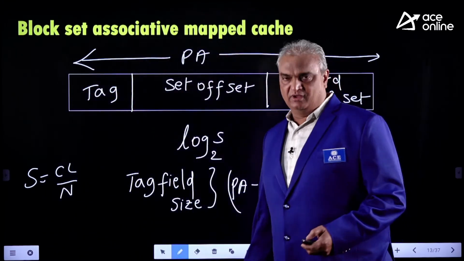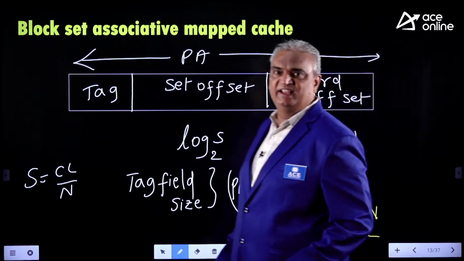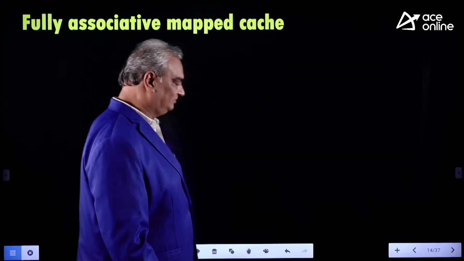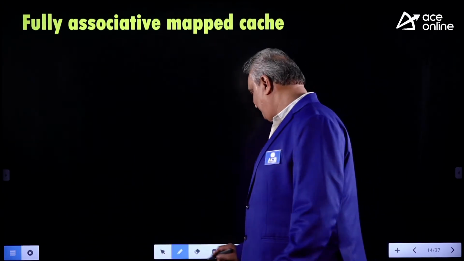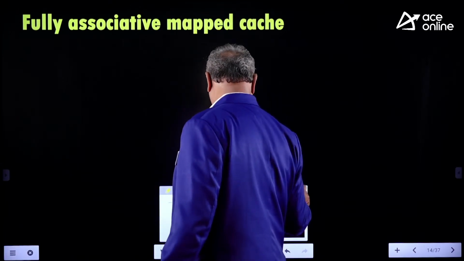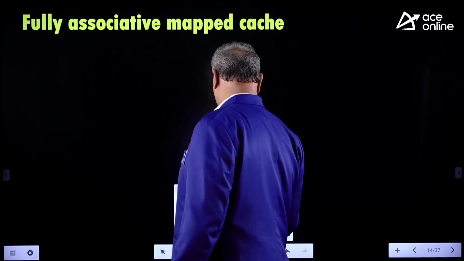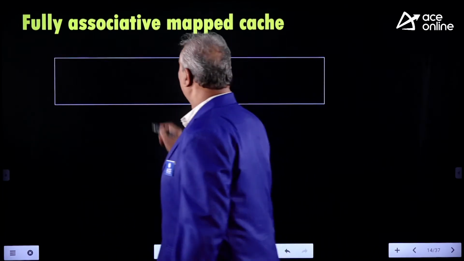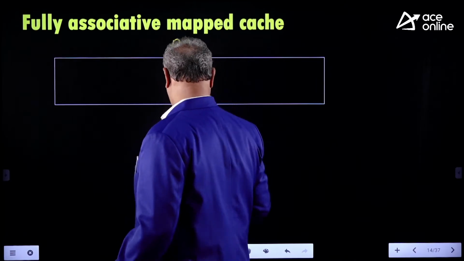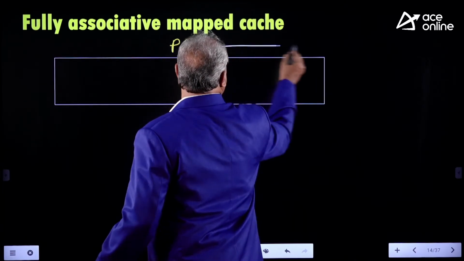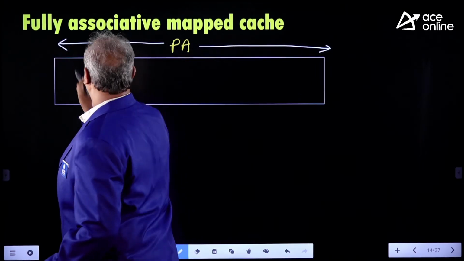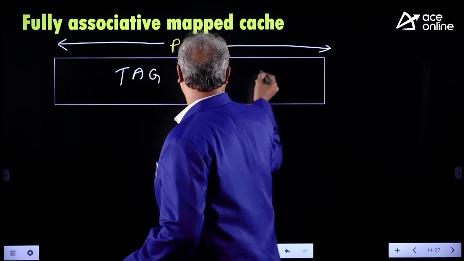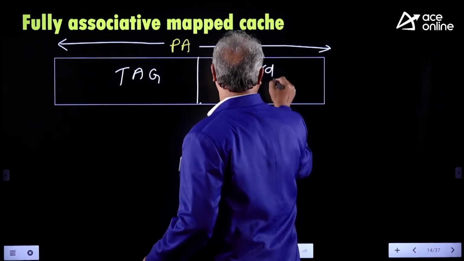Okay. Next, what about the next one? Fully associative mapped cache. In this, look here. Let it be physical address. It has only 2 fields. First one, what about this? Tag. What about this? Word offset.